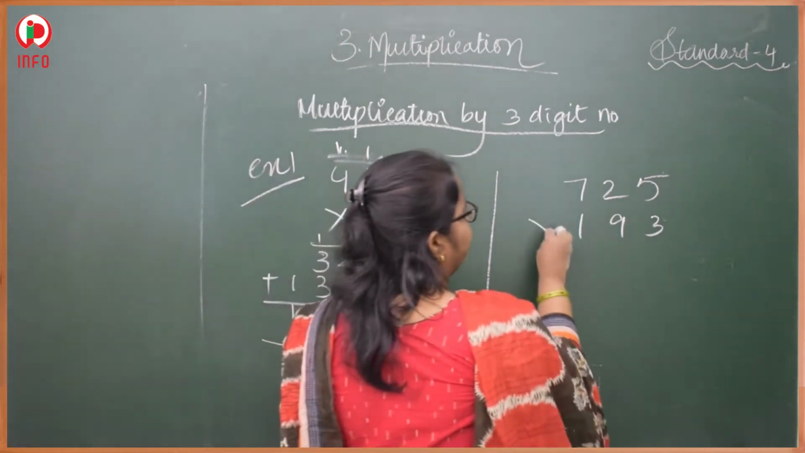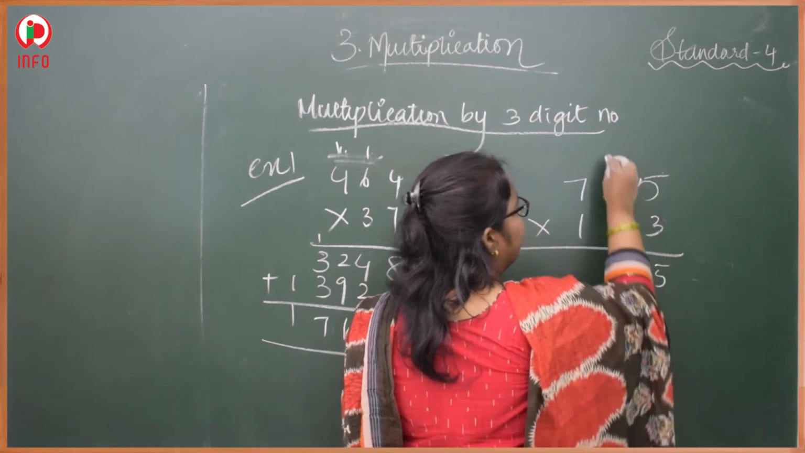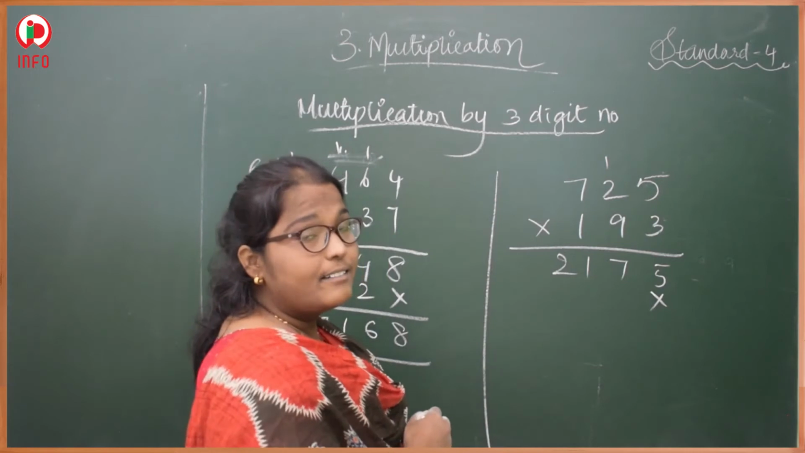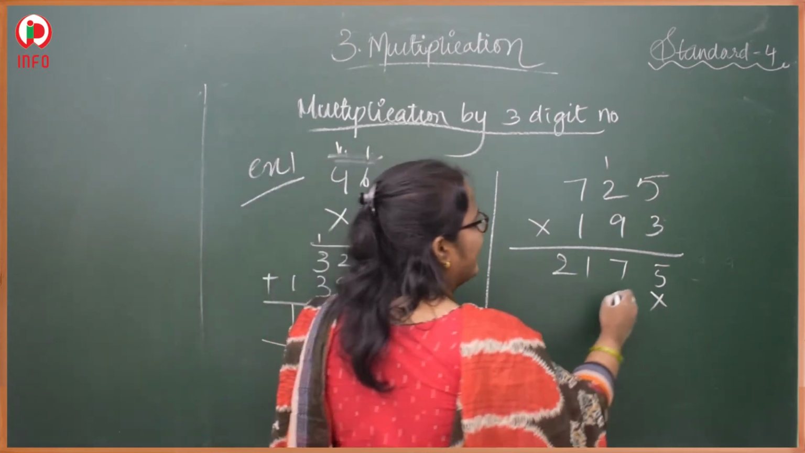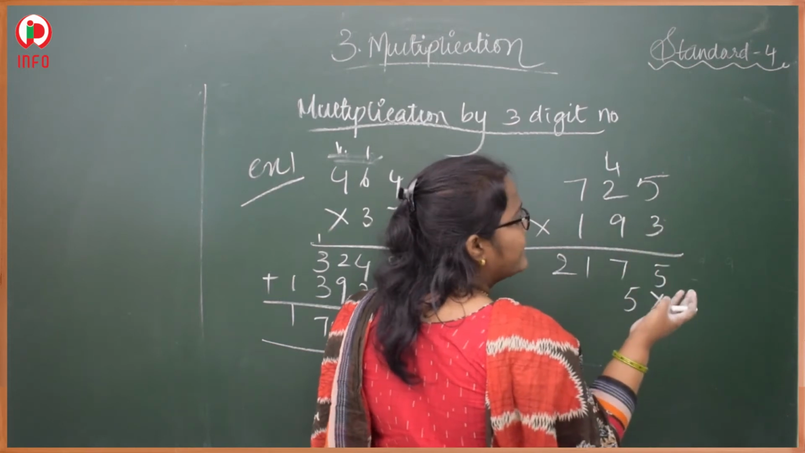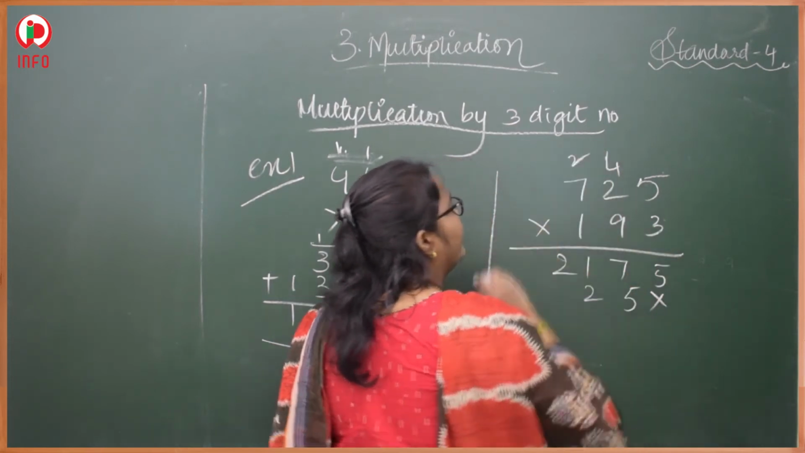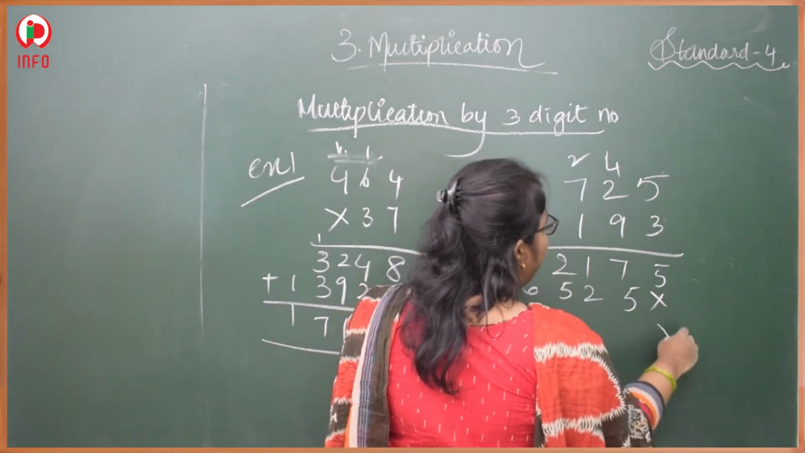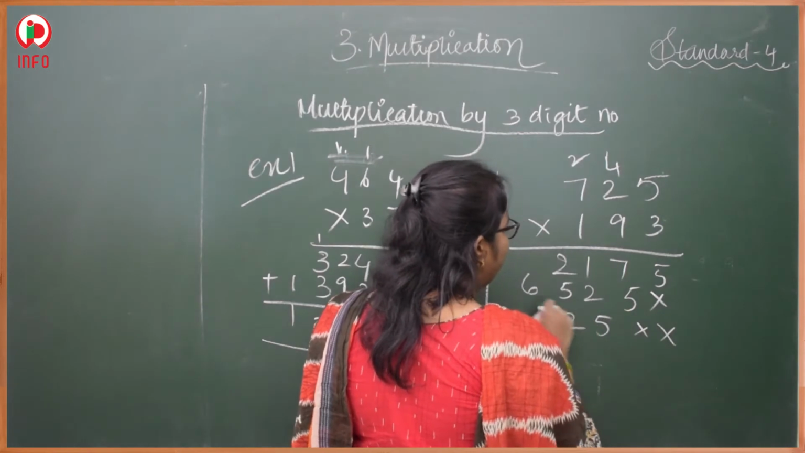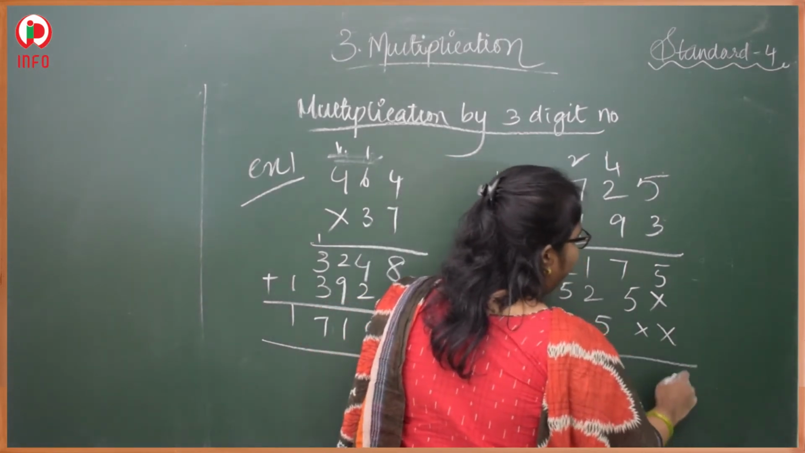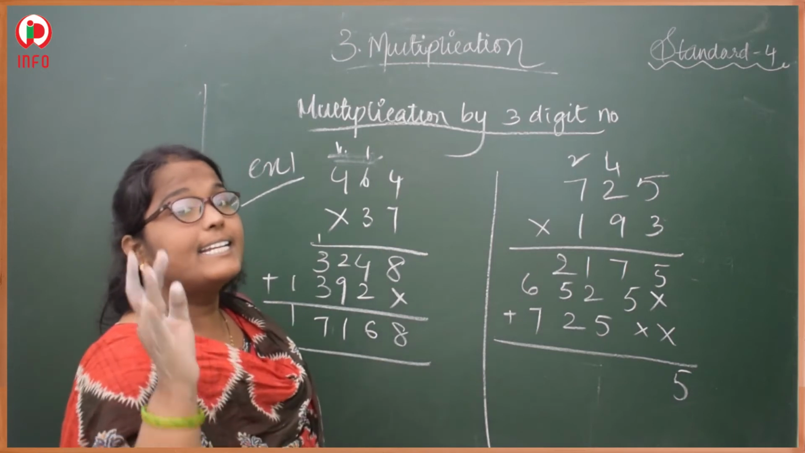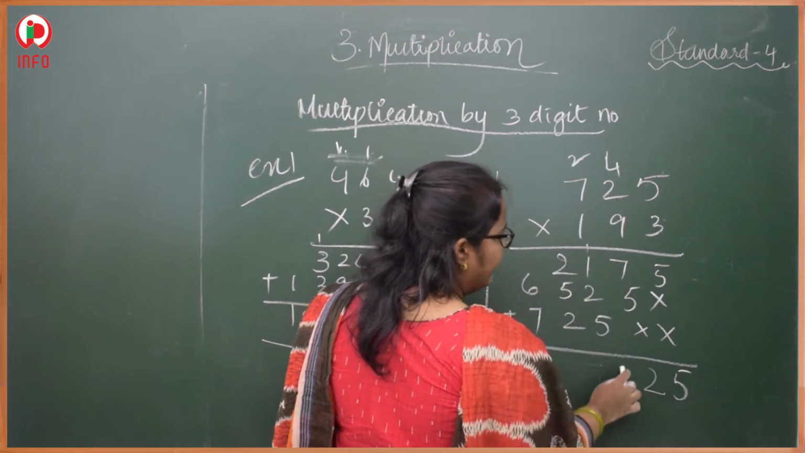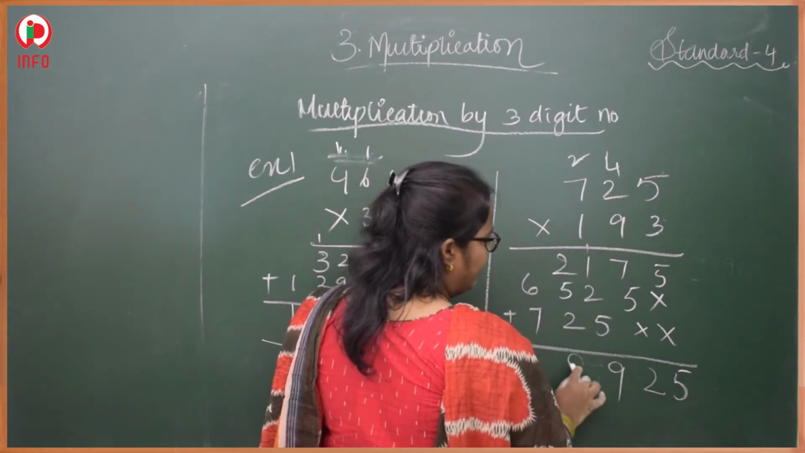Next multiplication. 3 5s are 15, 3 2s are 6, 7, 3 7s are 21. 9 5s are 45. Yes. 9 2s are 18, 19, 20, 21, 22. 7 9s are 63, 64, 65. 1 5 is 5, 1 2 is 2, 1 7 is 7. 5, 7, 8, 9, 10, 11, 12. Good. 5, 6, 7, 8, 9.